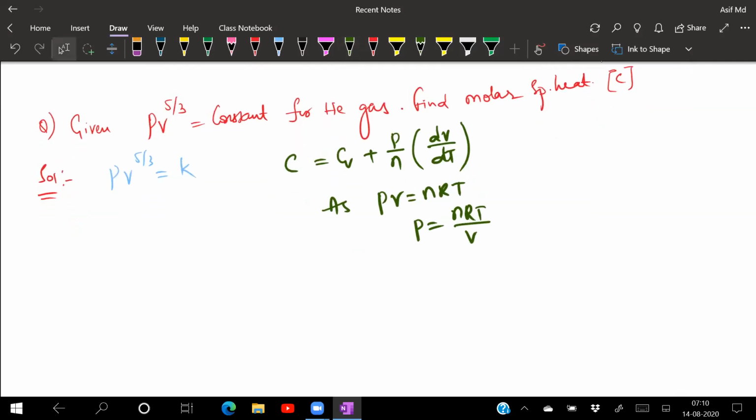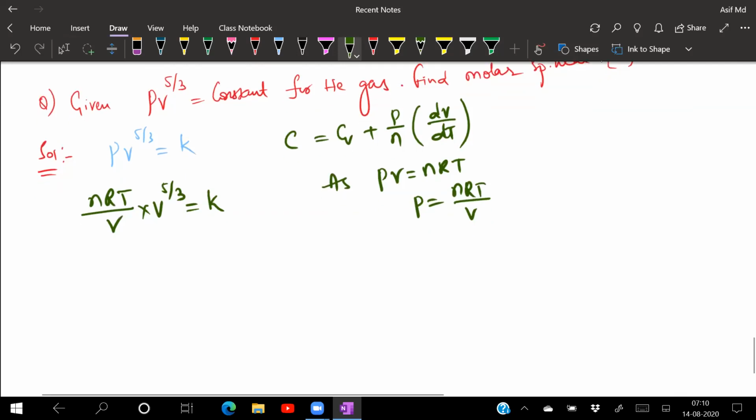Sir, then we have to take V is equal to nRT by P next. We can even write like that, but the equation is given as PV to the power of 5 by 3, so P is something I don't need in the differentiation. So in the place of P, I am writing nRT divided by V, into V to the power of 5 by 3 is equal to a constant.